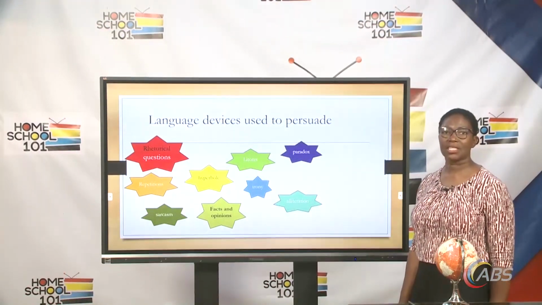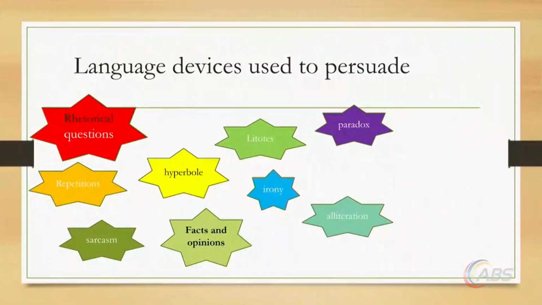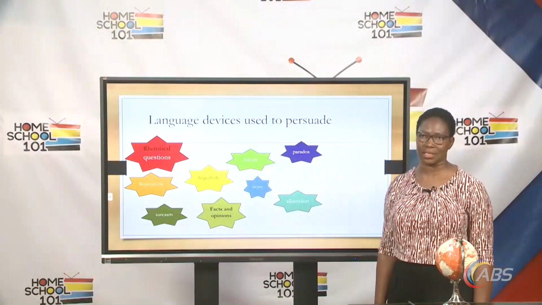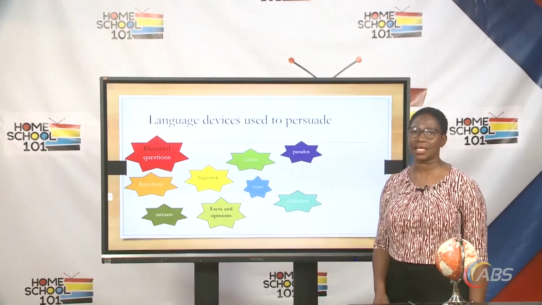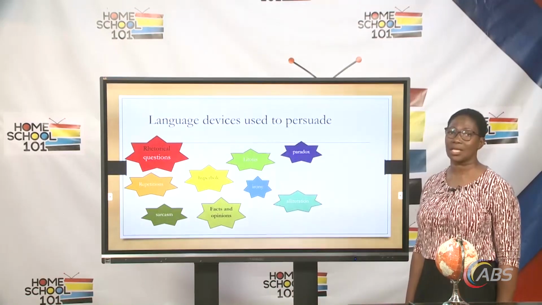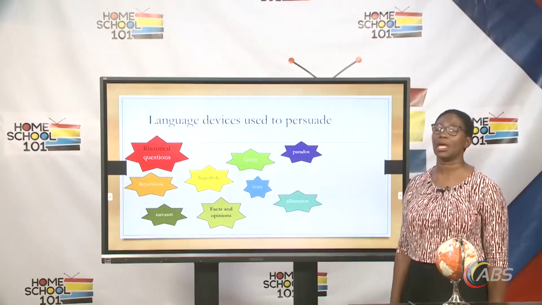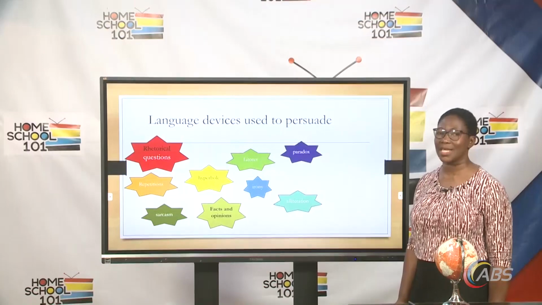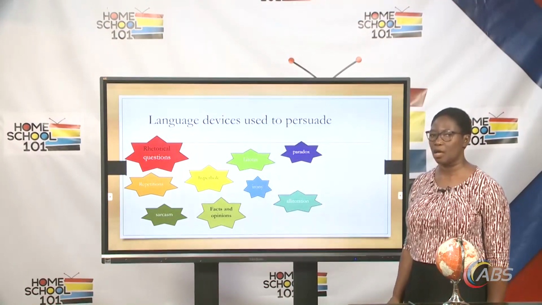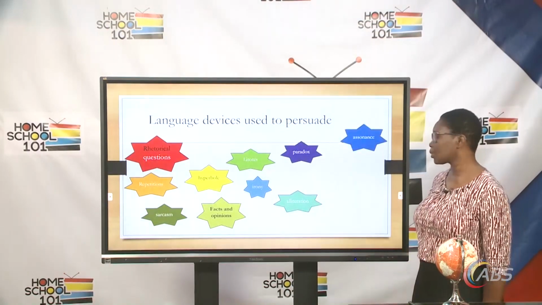Alliteration is another language device, and this language device is the one that writers use when they are writing sentences which have words beginning with the same consonant sound. So when you have the same consonant sound coming in close succession in a sentence, then you have an example of alliteration.